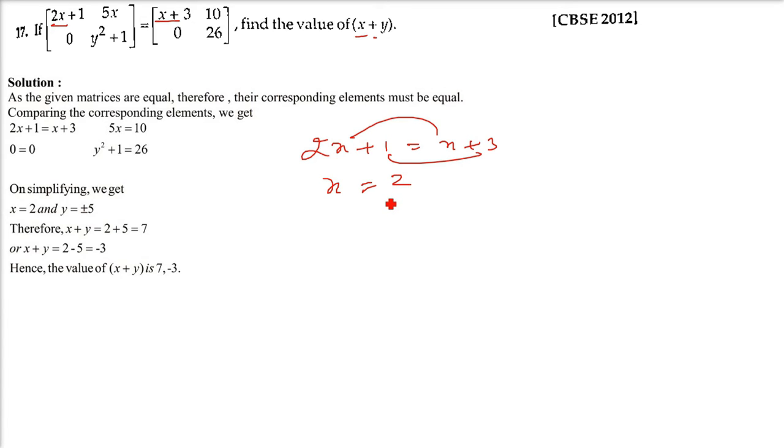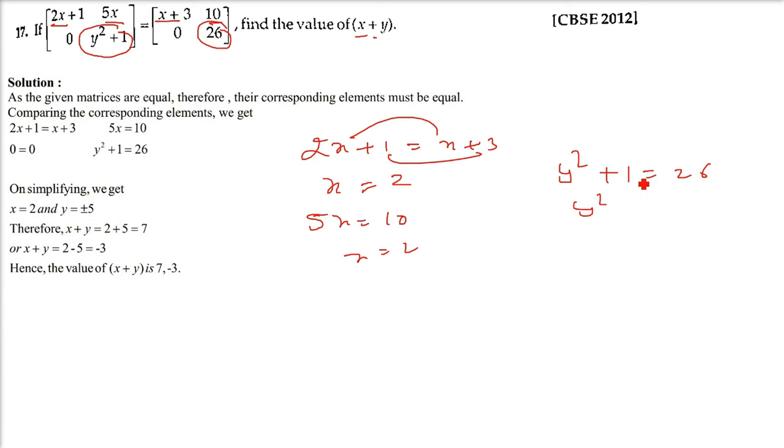Now coming to the y scenario, because 5x equals 10 is also given. When 5x equals 10 is given, this solidifies that x is actually equal to 2. Now y square plus 1 is equal to 26. That's what you have to write. So we will get two values of y. For these two values of y, we have to combine with this x and find x plus y. y square plus 1 is equal to 26.